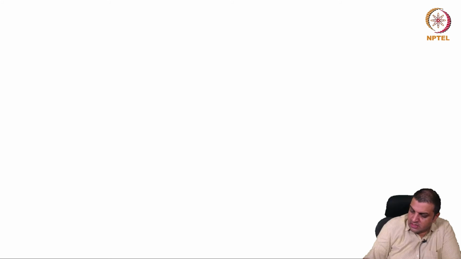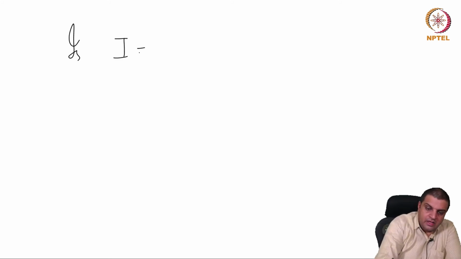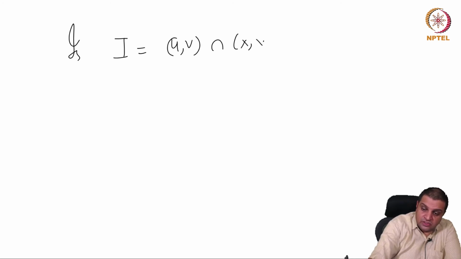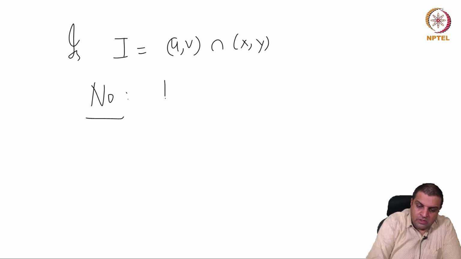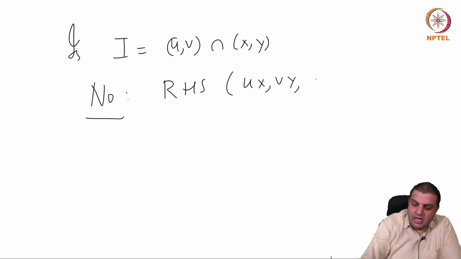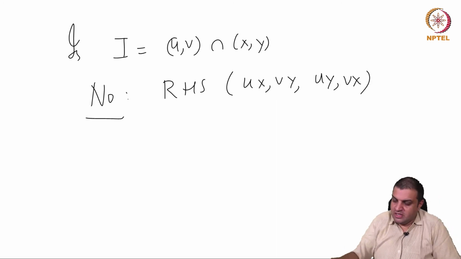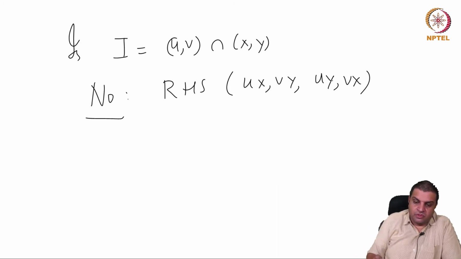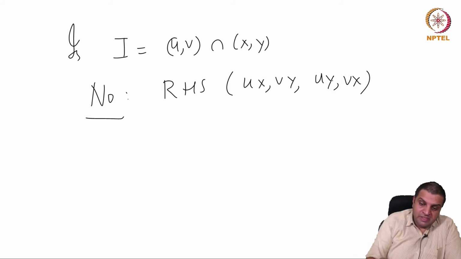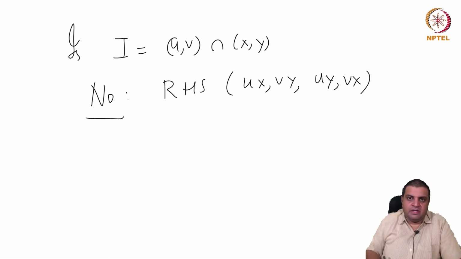Now we check, is I equal to uv intersect xy? Is this all the components that we have to worry about? The answer is no, because the right hand side is ux, vy, uy, and vx. There are four terms here, while in I it was just a sum. So that's a smaller ideal than this. The answer is no, which means that there are other associated primes and we need to find them.